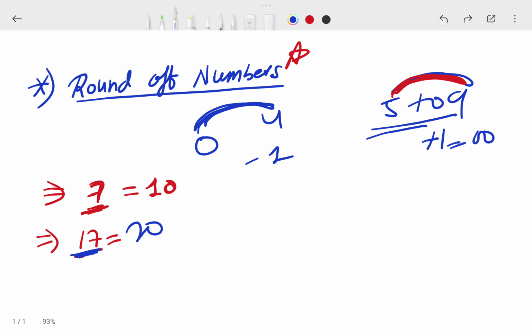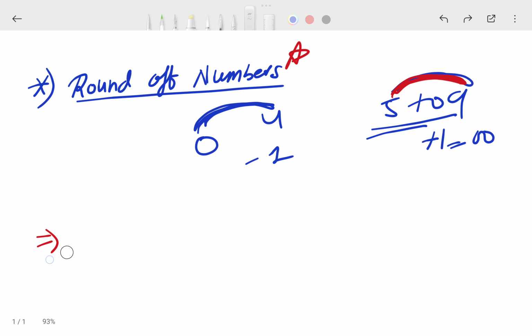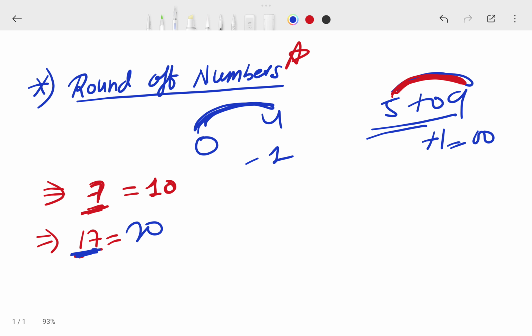Generally, just forget the other part. Look at 17: after leaving the first number, look at 7. If 1 is there, forget 1, just look at 7 only. This 7 comes between 5 and 9, so it's plus 1, it's going to be 2, and after that whatever number, it becomes 0.